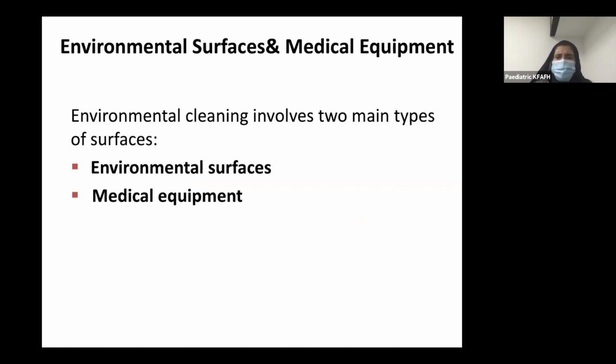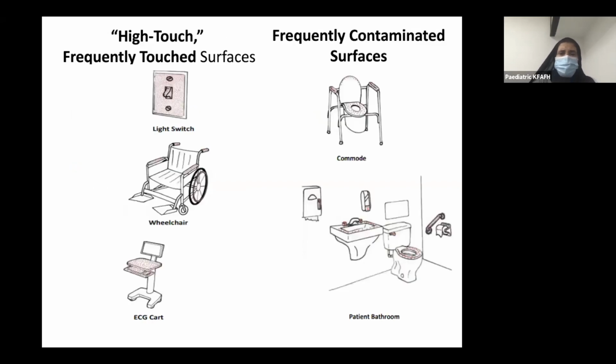Now, environmental cleaning involves two main types of surfaces, the environmental surface and the medical equipment. And if you look here, the light switch is one of the highly contaminated items, as well as the wheelchair and the ECG cart. And of course, if we go into the bathrooms, the commodes for patients are contaminated, as well as all the handles.